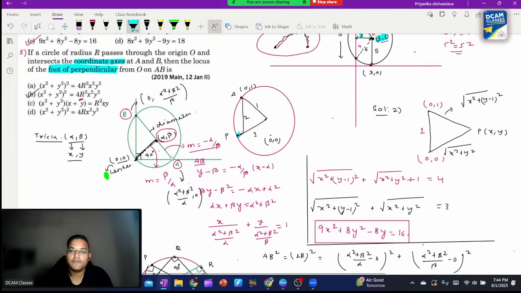Here what I have done, using the straight line knowledge, I have tried to find out its slope, O and foot of perpendicular. Then using this, I have found out the slope of this line AB. Then I tried to find the equation of the line. Then I found out the points A and B, and AB distance is nothing but 2r, twice the radius. That's all.